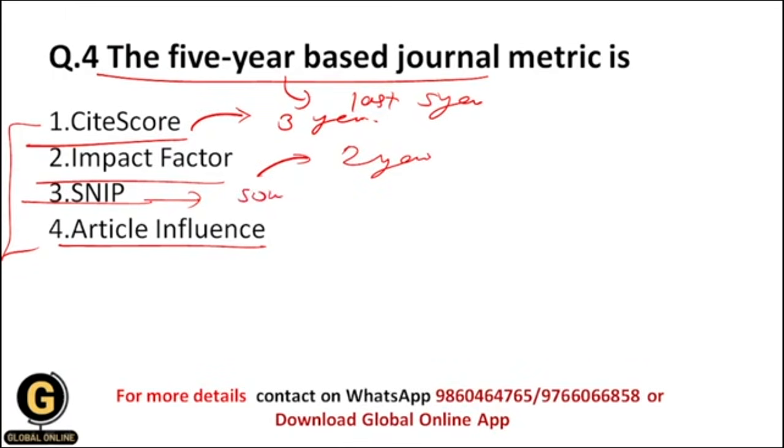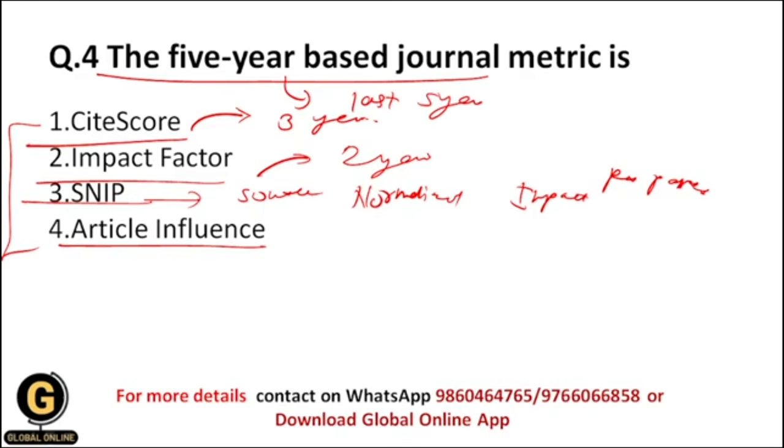So this is source normalized impact per paper, okay, and it is calculated by dividing the average number of citations received in a particular year by papers published in the journal during the 3 preceding years by the database citation potential, okay.